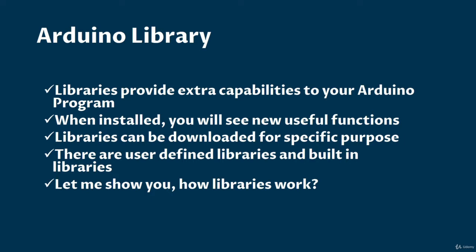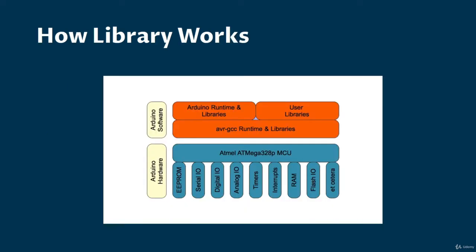So there are user defined libraries and there are built-in libraries. There are two types of libraries. Let me show you how libraries work. So this is a picture I have already shown you in case of Arduino IDE, but let me show you the first line. There is Arduino runtime and predefined libraries. Like these libraries have already defined by the Arduino software. And there is user libraries. So there is a scope to define your own library and include it in your program and use it.